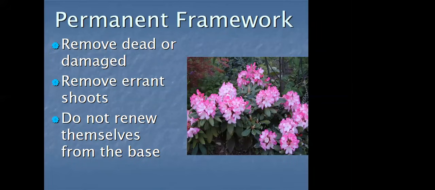For permanent framework plants, like your rhododendron, anything dead or damaged can be taken out. If you have an errant shoot, something that has grown off on its own to the right or left, you can take that out. But just know these plants don't renew from the base. If you cut it all the way down to the ground, you're not going to have new growth coming up. You may just have some latent buds that start to come off the main trunk from the ground. So you want to make sure that you're not pruning too hard. Really, plants like this don't need a lot of pruning in most cases.